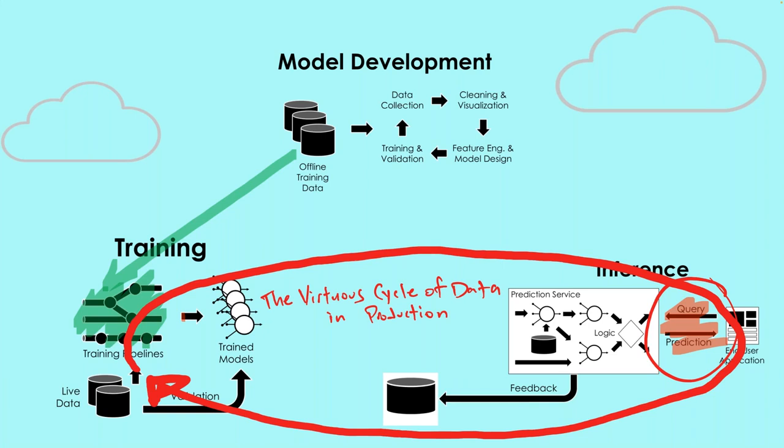There's also a somewhat slower loop where eventually your model might stop working, even though you're retraining it, and you need to go back to the drawing board and think about a more sophisticated model, or a different kind of model to do this task better. And so we have a fast loop, which is this virtuous cycle, and then we might have a much slower loop involving actual research, so to speak, model development. So there's sort of cycles within cycles here.